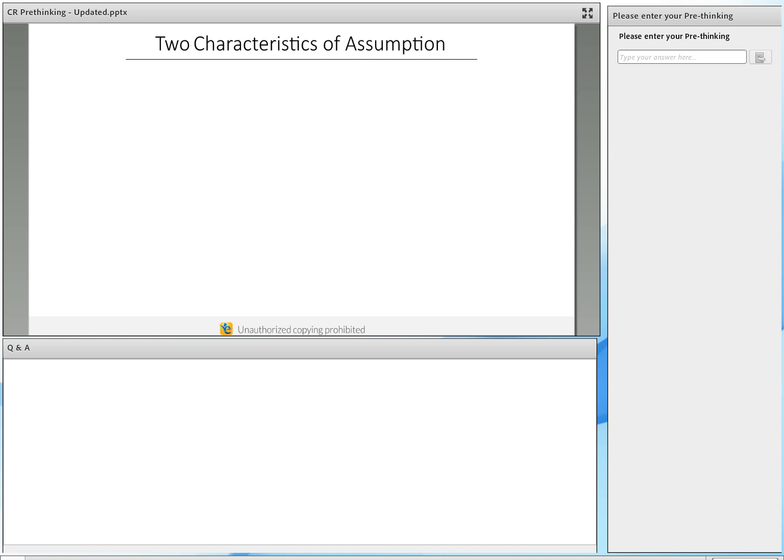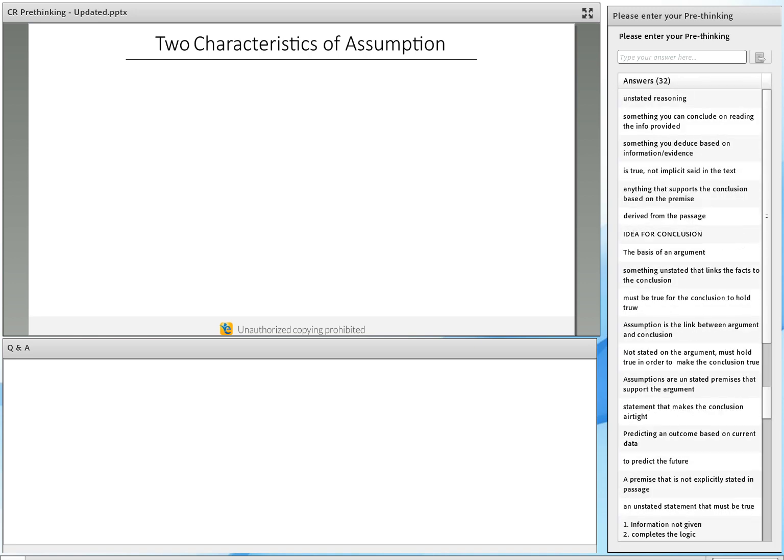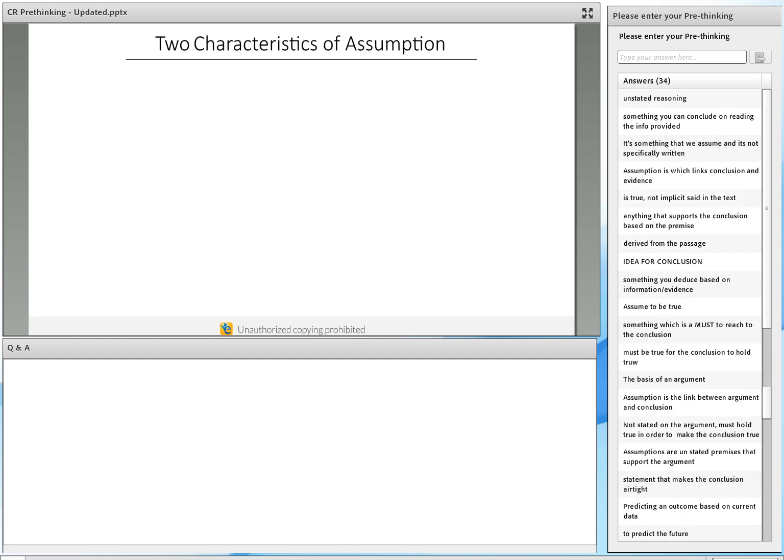Okay, I have three answers. Let's get to about 20 answers for this one. What's the formal definition of an assumption? Ten answers, 13 answers, 18 answers, 23. Good. Let me start broadcasting results.